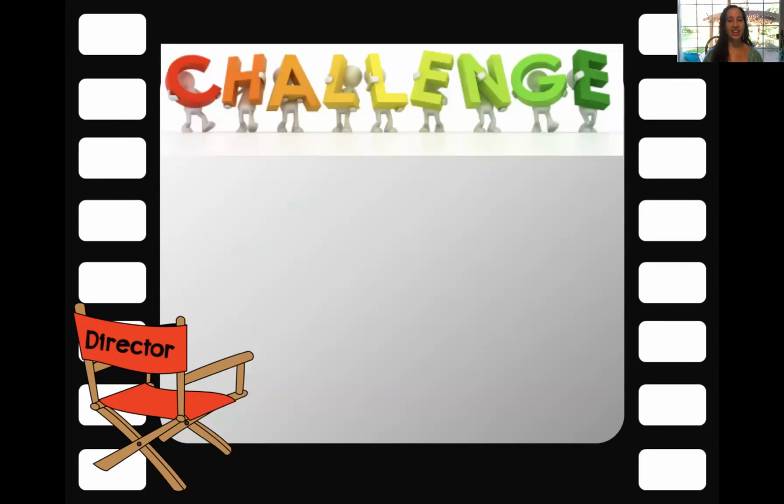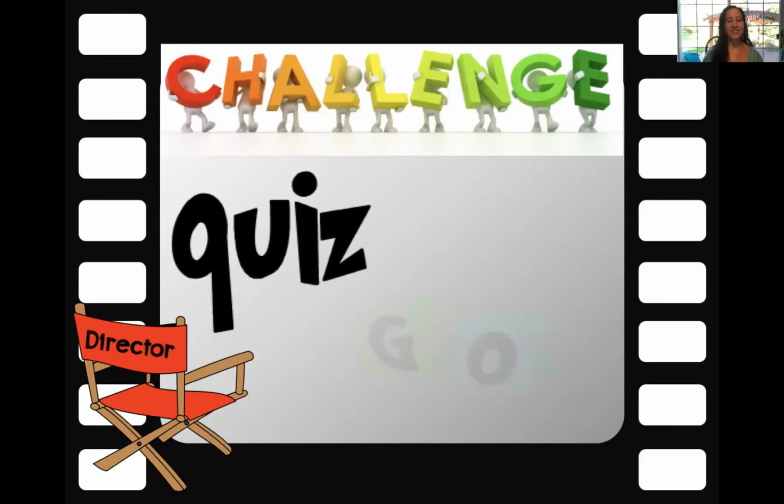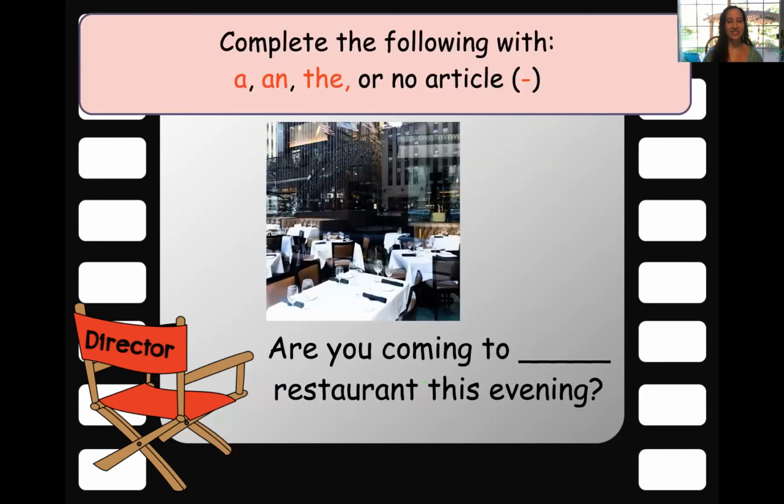Okay, here's our challenge. Quiz. Go. Now you're going to complete the following with either the article, a, an, or the, or no article at all. So you see how there's a dash or a hyphen? That's no article. So are you coming to blank restaurant this evening? What would it be? Let's repeat. Are you coming to blank restaurant this evening?